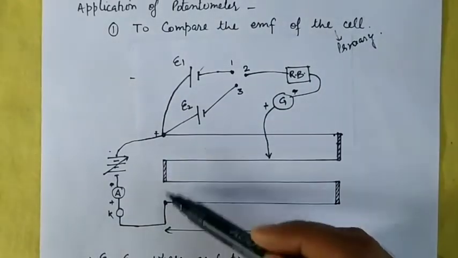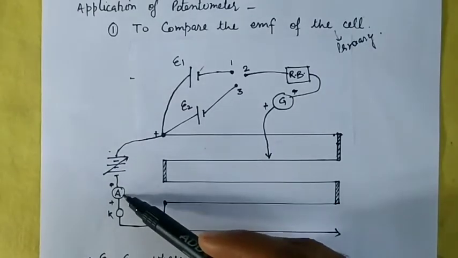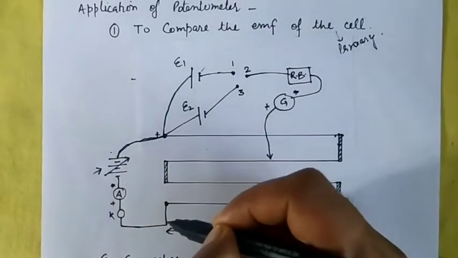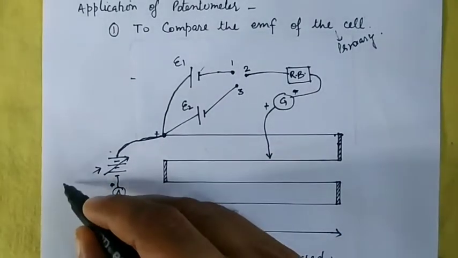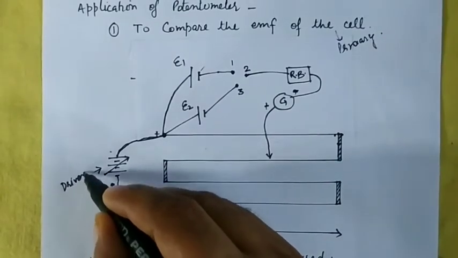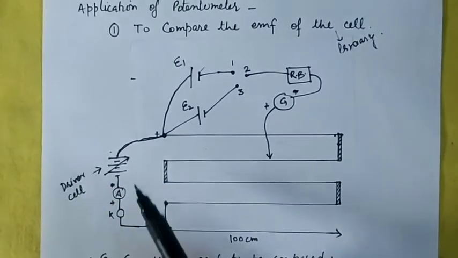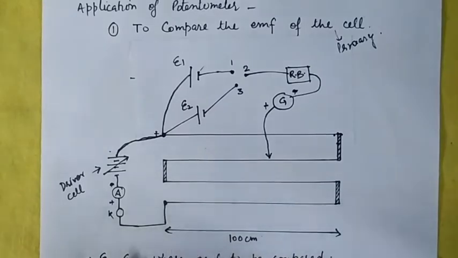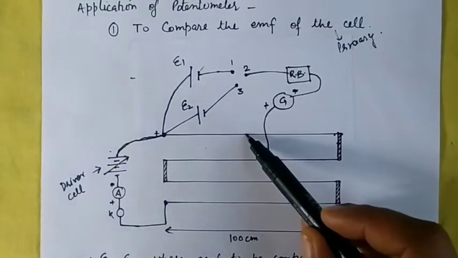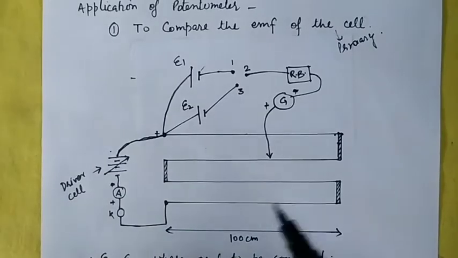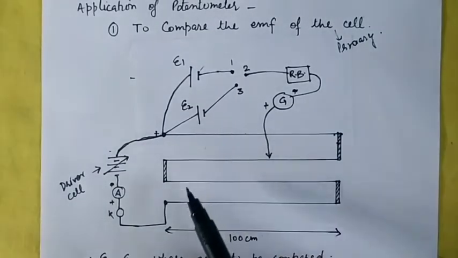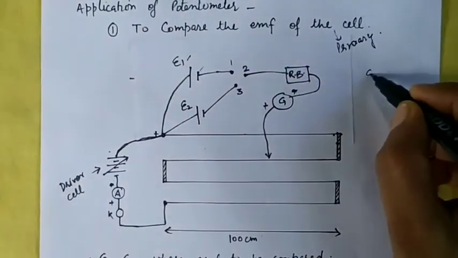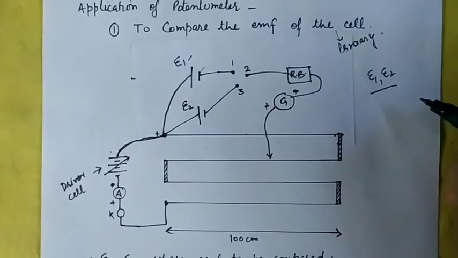Across the ends of the wire we attach a variable battery, ammeter and key. Now this battery which is attached across this wire is known as the driver cell, because this battery is providing the current in the whole length of this wire. I assume that the area of cross section of this wire is uniform, so the current is also constant along the wire. Now let E1 and E2 be the two primary cells.